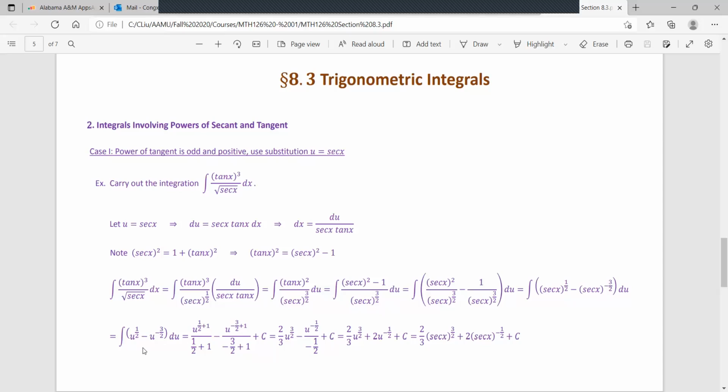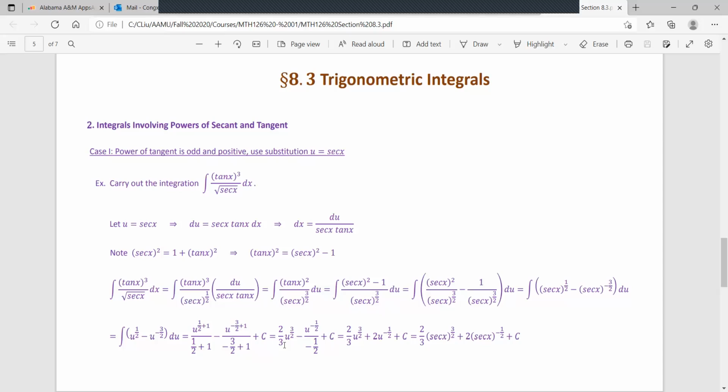And we can easily integrate the function by using the power rule for each term. So just add 1 to the exponent and divide by that number in each term. So we get u to the half plus 1 over half plus 1, minus u to the negative 3 halves plus 1 over negative 3 halves plus 1, plus c. So again, half plus 1 is just 3 halves, and when you divide by 3 halves, you flip it, you get 2/3 in the front.